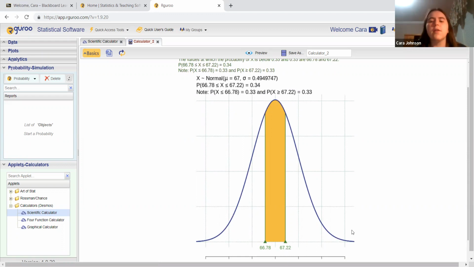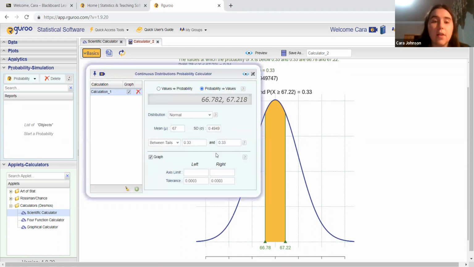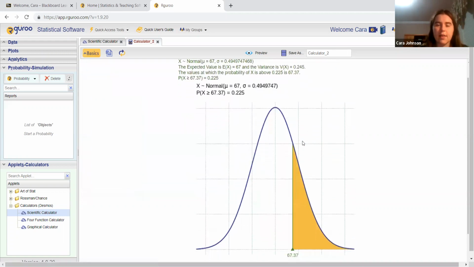And then the last one asks to find the sample mean height in which 22.5% of the sample means are taller than it. If 22.5% is taller than my data value, that means it's an upper tail of 0.225, since taller means higher data values. Hit the eyeball, and I get 67.37. All right, that's that example. We're going to do two more.